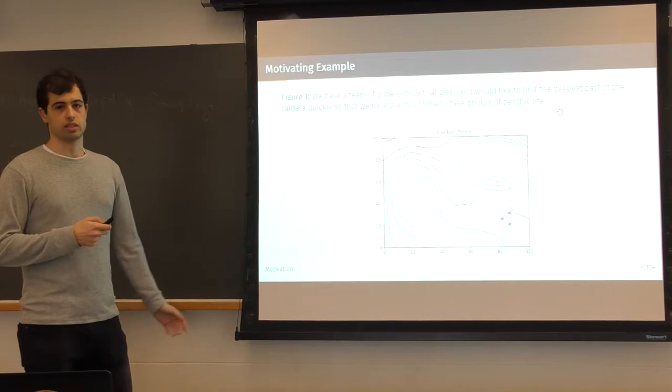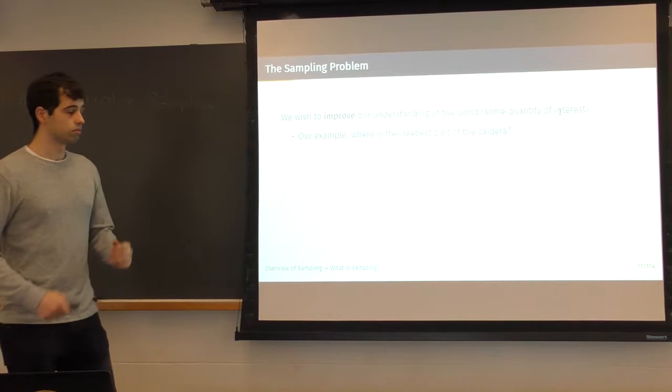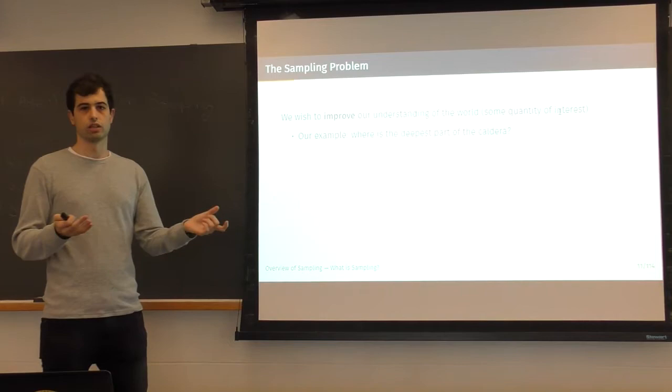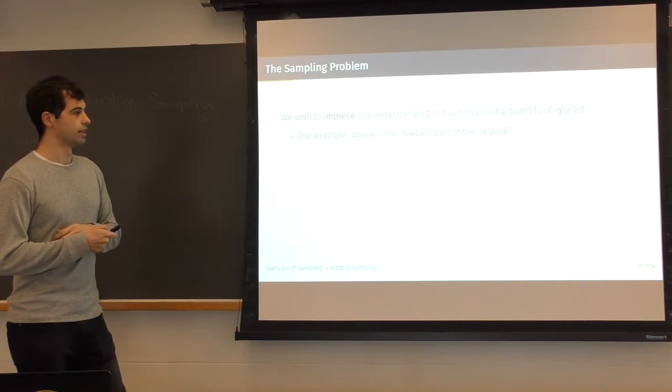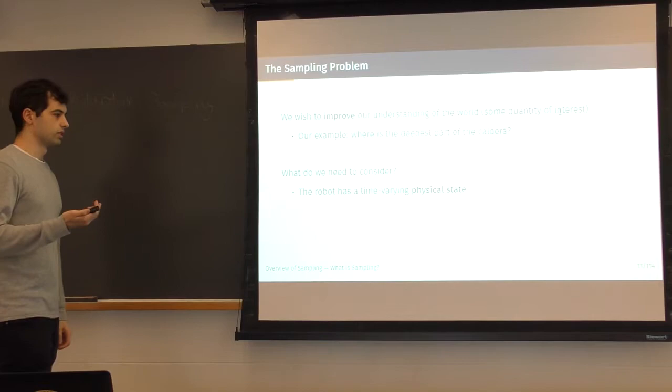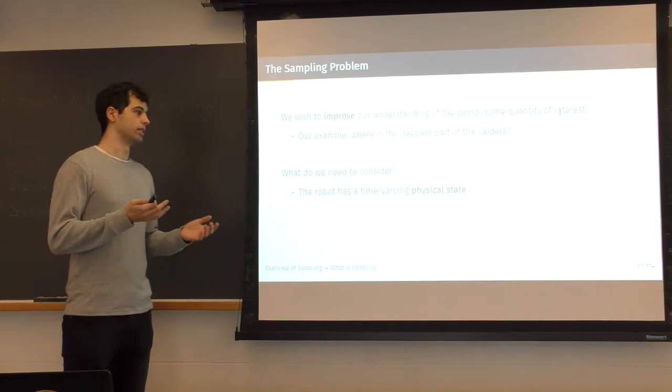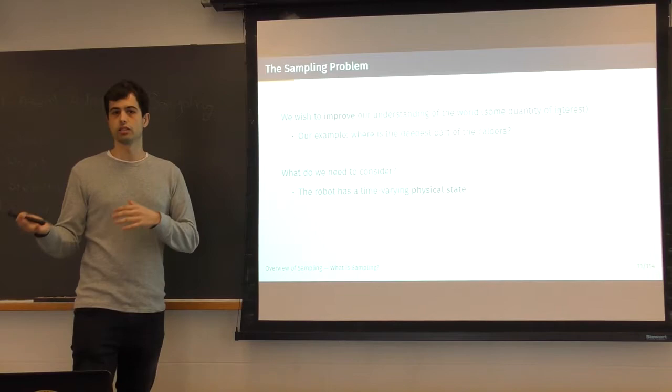So let's go to what sampling is. Sampling is improving our understanding of a certain feature of the world. In our case, via sampling, we will be increasing our knowledge about the depth of the caldera region. We need to consider three things. First, our glider has a physical state: it has a volume, a position, an orientation. We have to take that into account when designing our sampling policies.